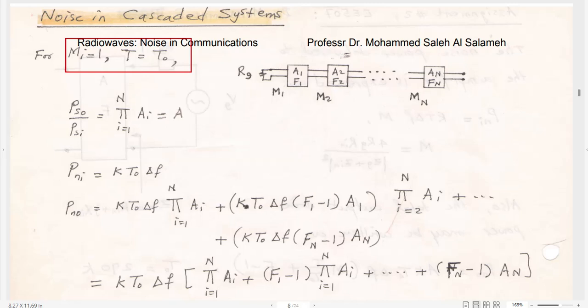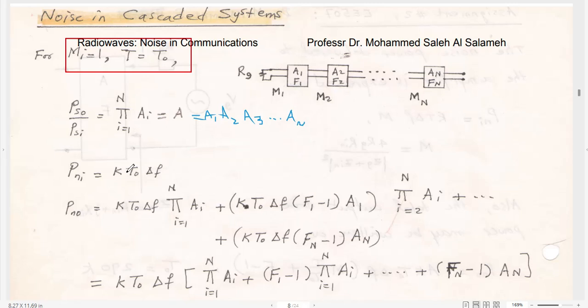This means this is equal to A1 times A2 times A3, etc., until we reach AN. Application of the individual gains to the total gain.